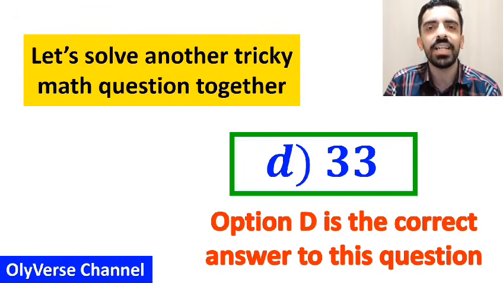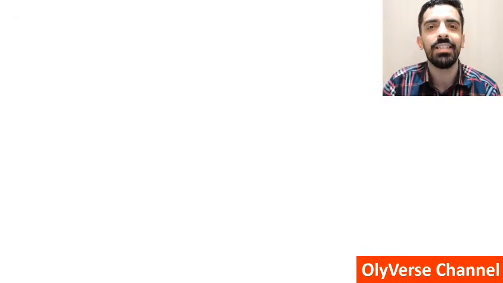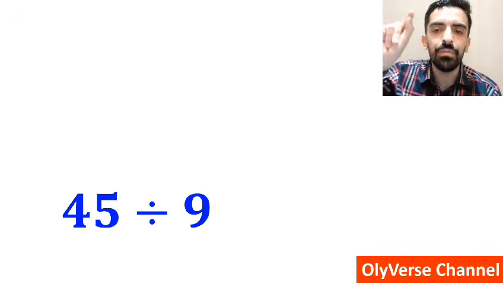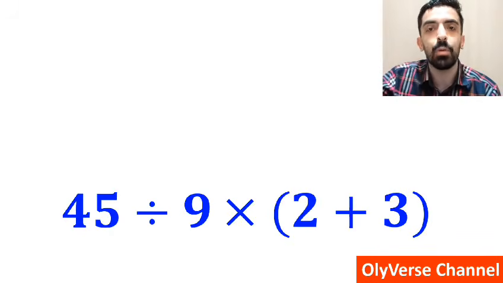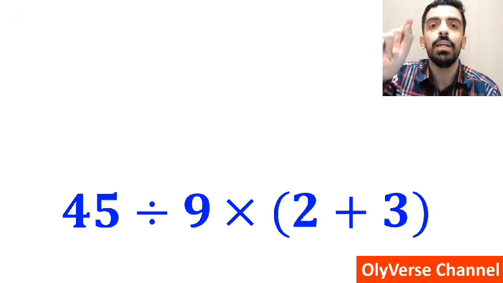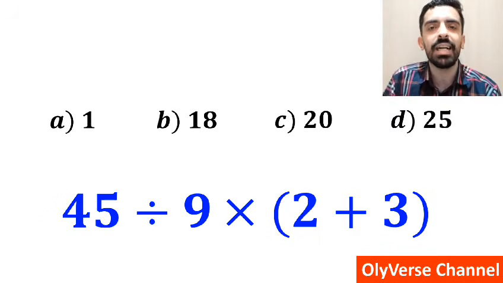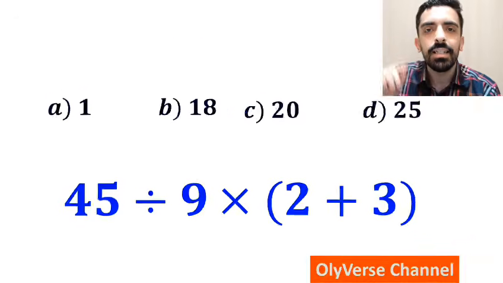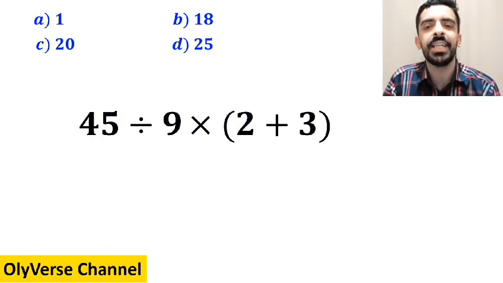Alright, now let's solve another tricky math question together. What is the value of the expression 45 divided by 9 multiplied by open parentheses 2 plus 3 close parentheses? Which option do you think is the correct answer to this question? Let's take a closer look and solve it together.